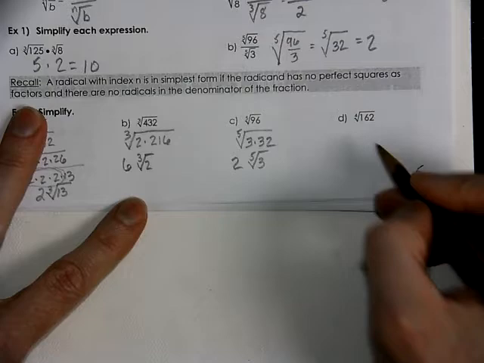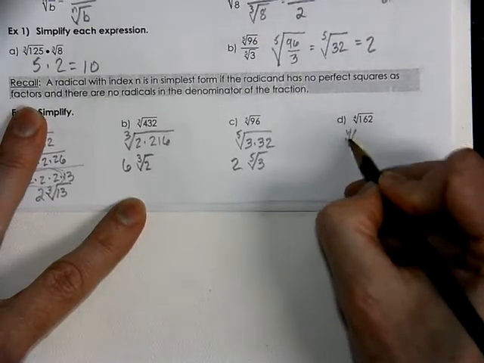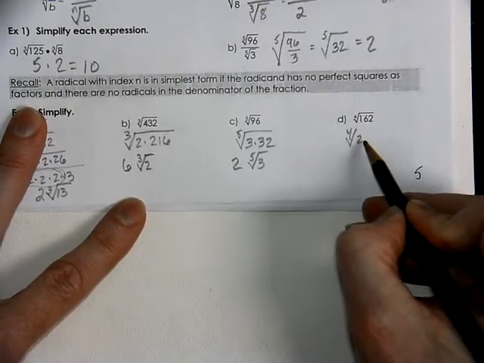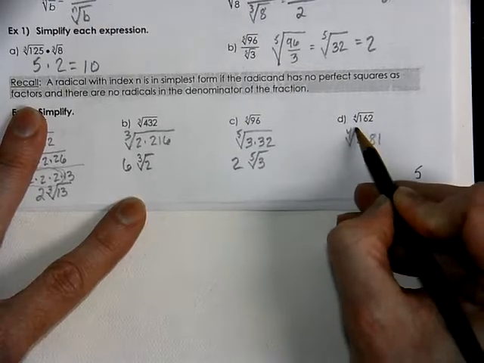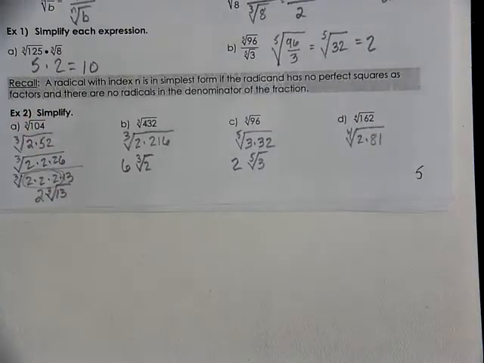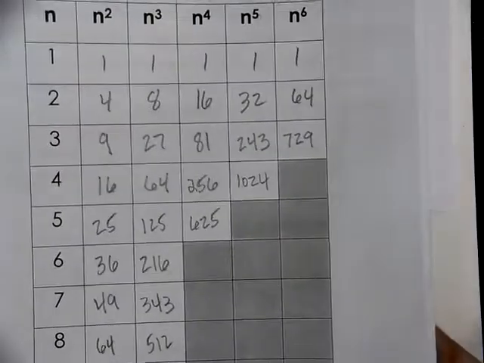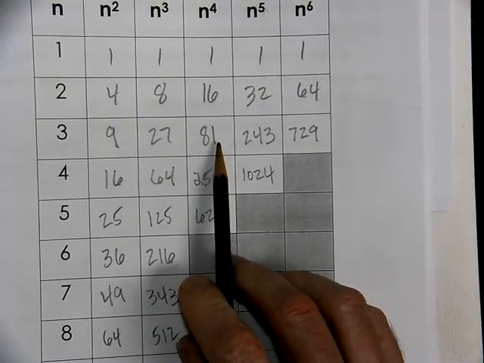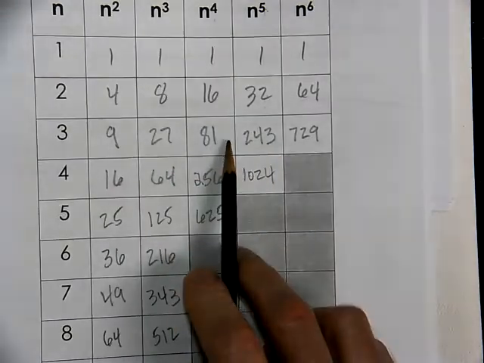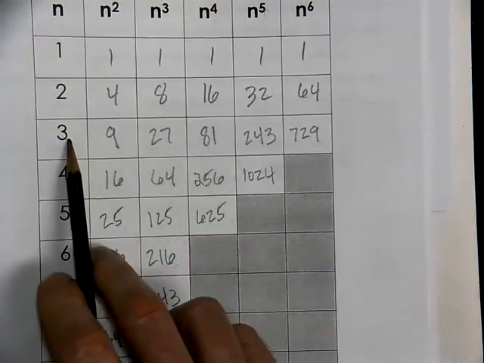And then this last one, the fourth root of 2 times 81, because it's an even number, we break it down to the 2. I see 81 there. I remember 81 was on my power chart. The fourth root of 81 is 3.